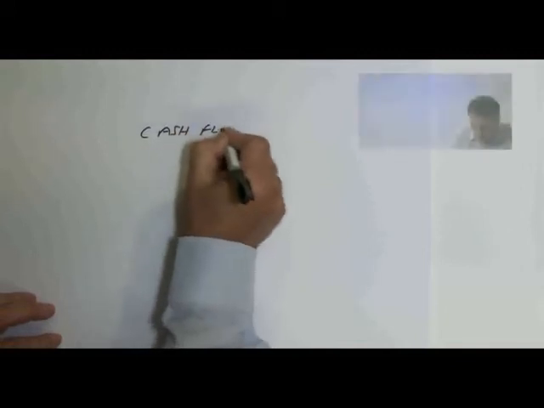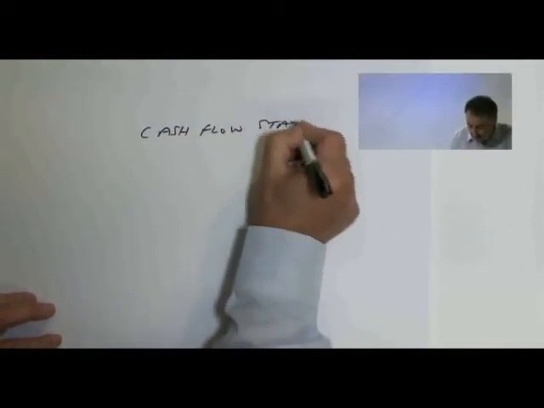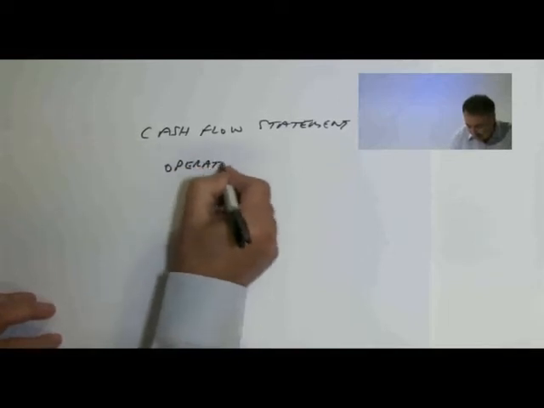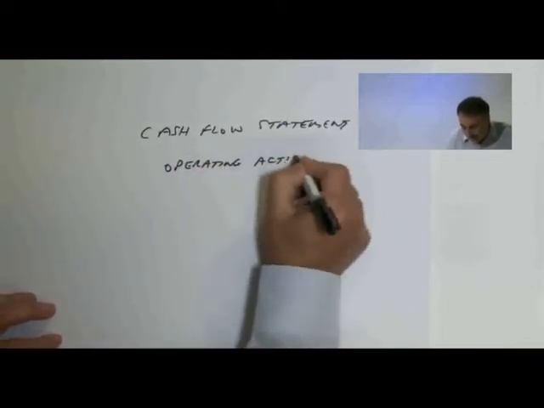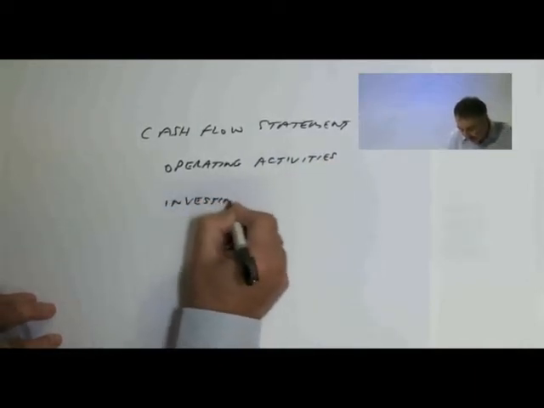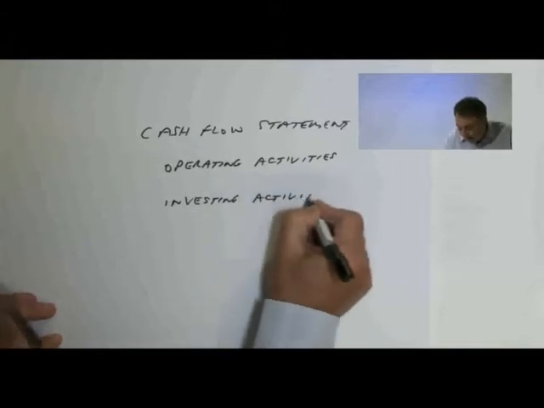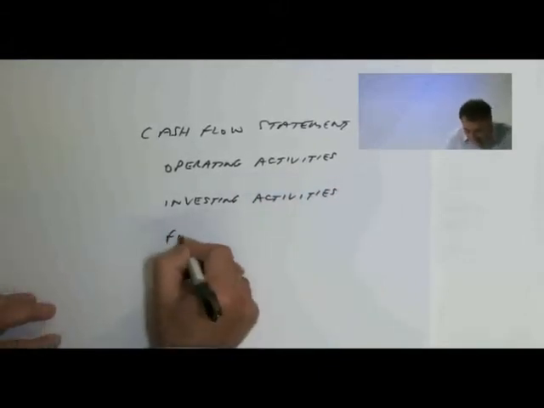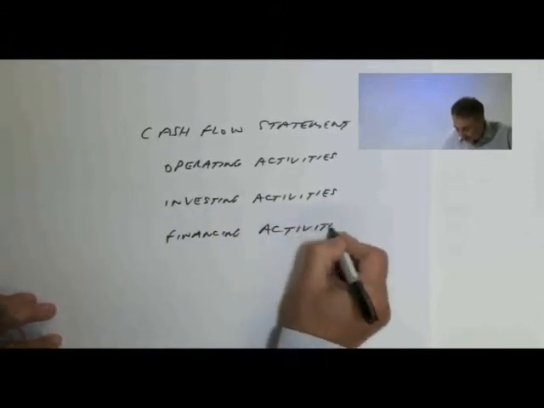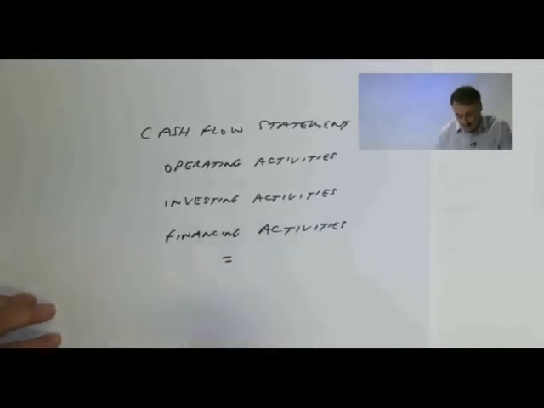And typically our cash flow statement has three headings. The first heading we have in our cash flow statement is our cash from operating activities. Then we have our cash from our investing activities. And then lastly, we have our cash from financing activities. All of these will equal our increase or decrease in cash.